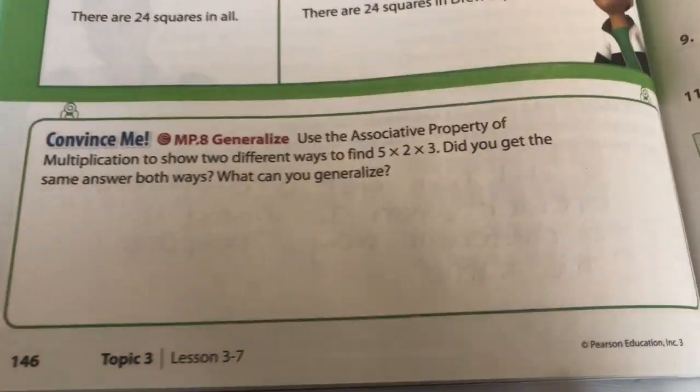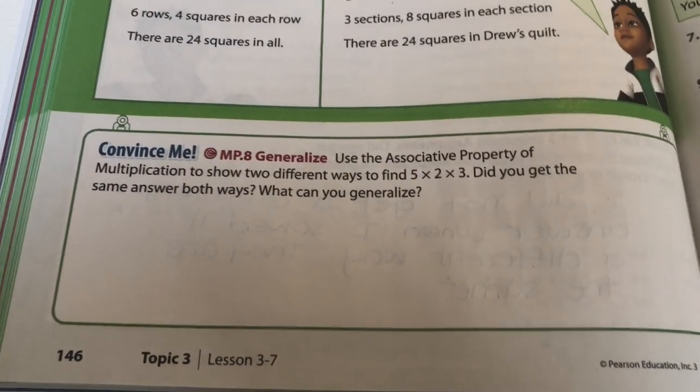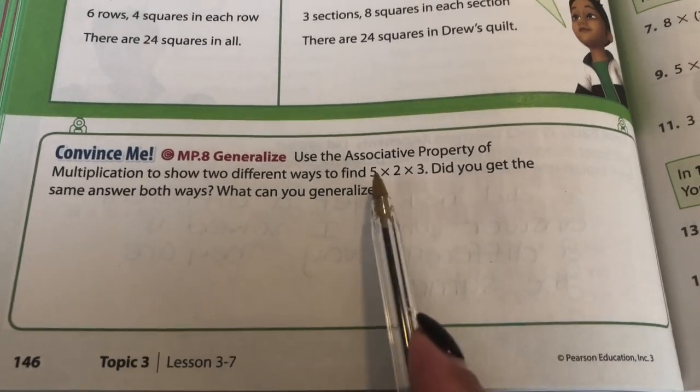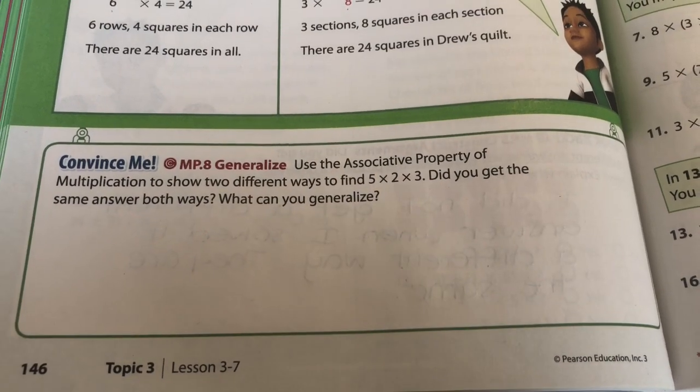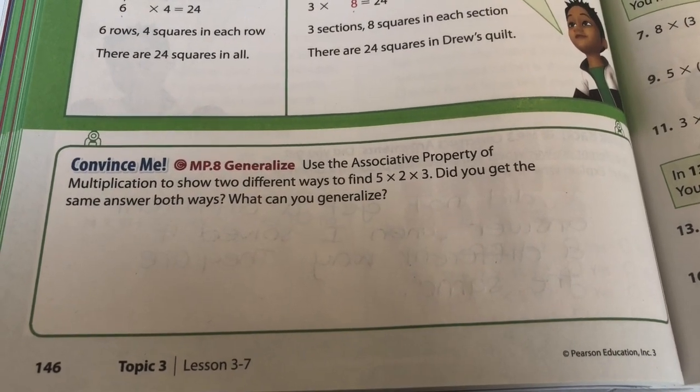Okay, so now we're going to try one on our own. Using the associative property of multiplication, that means you can do this first, or you can do this first. Okay, doesn't matter. You're going to get the same answer.